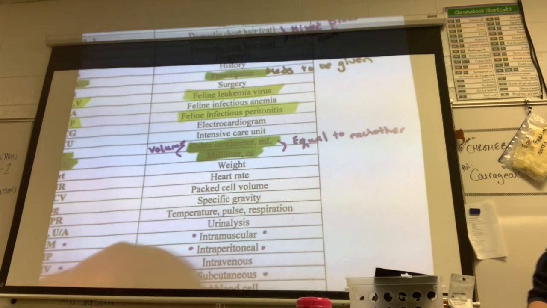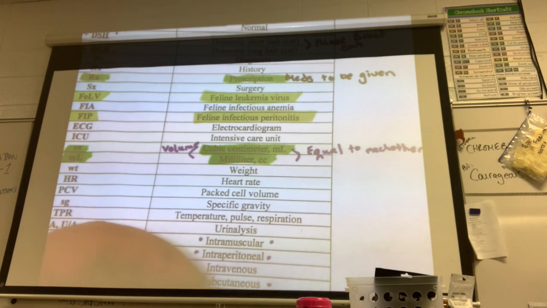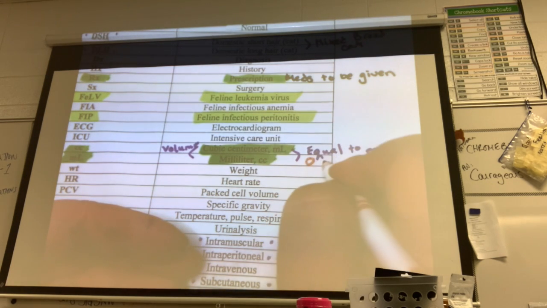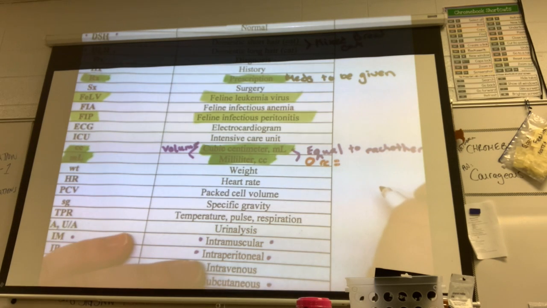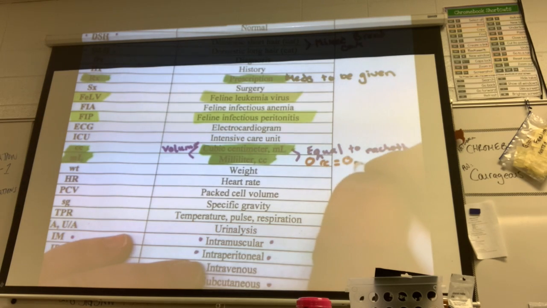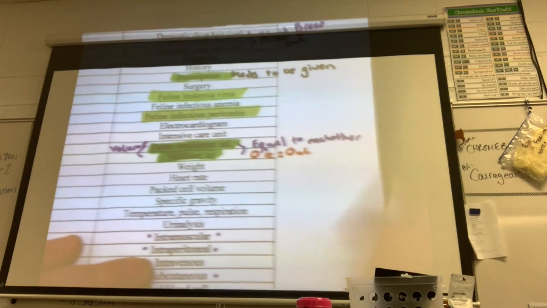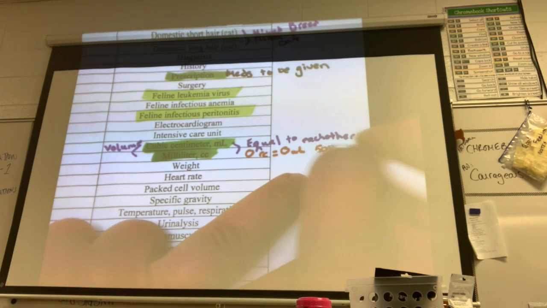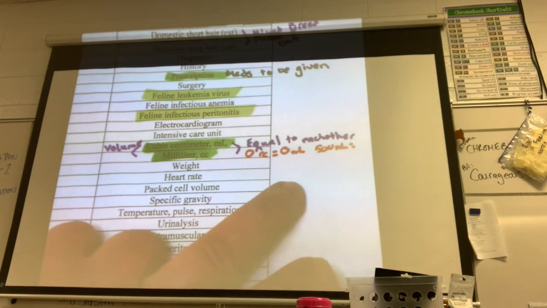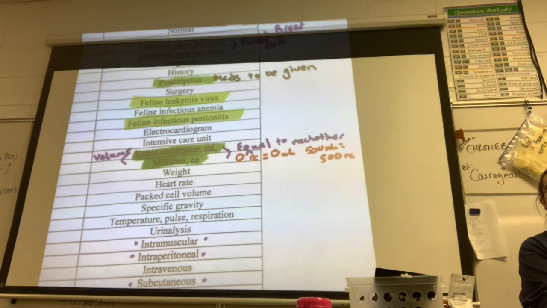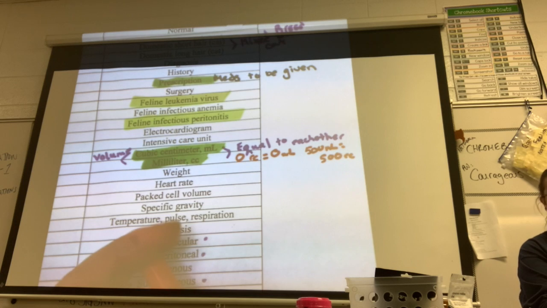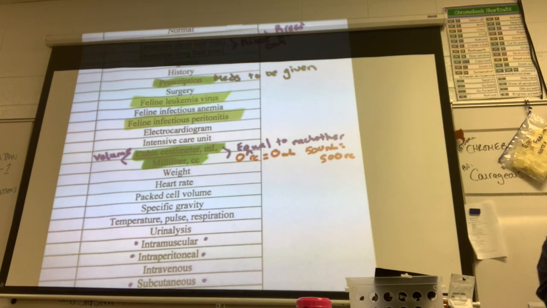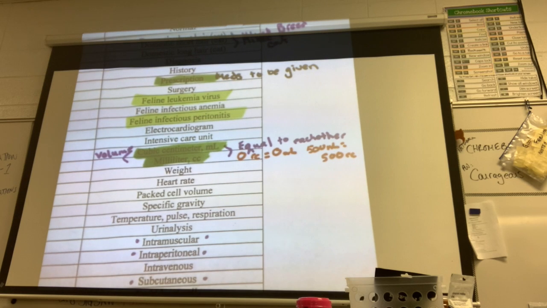So that means if I have 0 cc's, how many mLs do I have? 0. If I have 500 mLs, how many cc's do I have? 500. Okay, so it's a 1-to-1 ratio. So they equal the same exact thing. Cool? All right. So that's that on our common abbreviations.